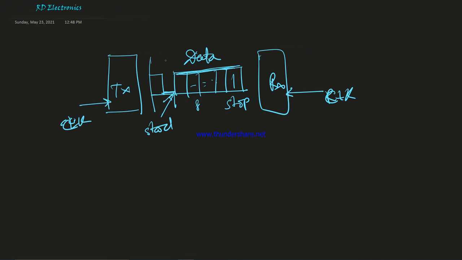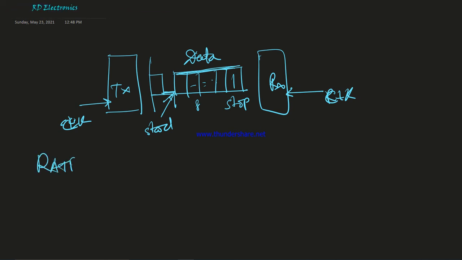If both ways go simultaneously, that means the transmitter and receiver are both transmitting data simultaneously, this is called full duplex. But if transmission goes one way at a time, it is called half duplex communication. Okay, now we discuss the rate of transmission.